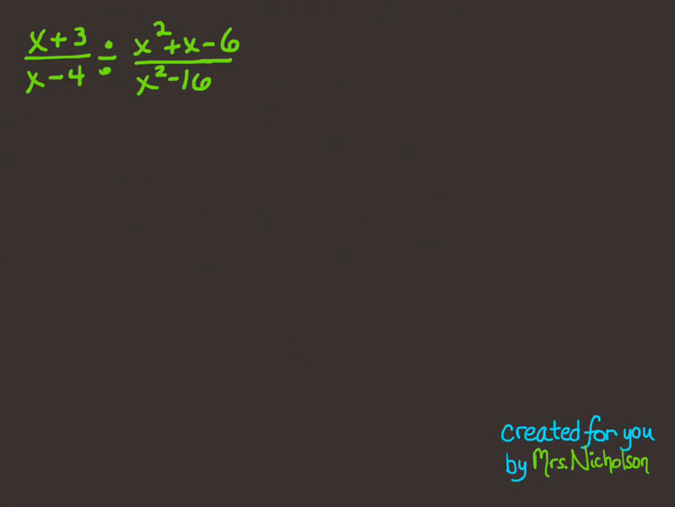Now let's look at a division example. Remember that we're following the same rules that we learned with fractions when we were in elementary school. And when we learned to divide fractions, we learned that you're going to multiply by the reciprocal. So I'm going to start out by rewriting this question as x plus 3 over x minus 4. Change it to times, and then I'm going to take the reciprocal of my second fraction. X squared minus 16 over x squared plus x minus 6.